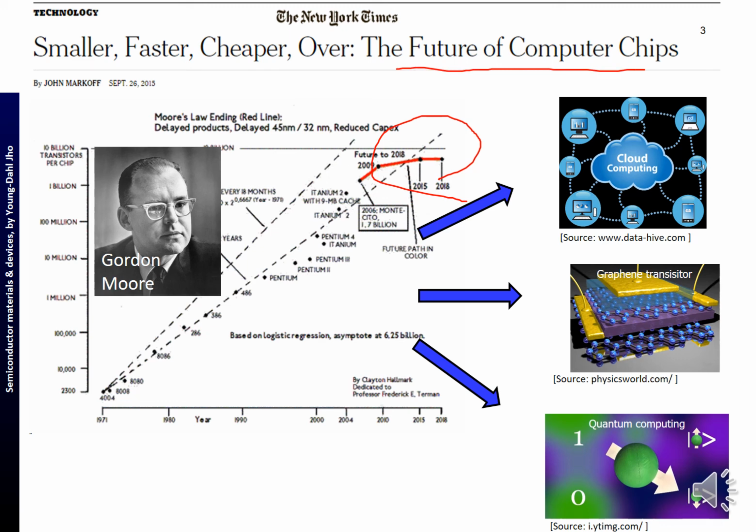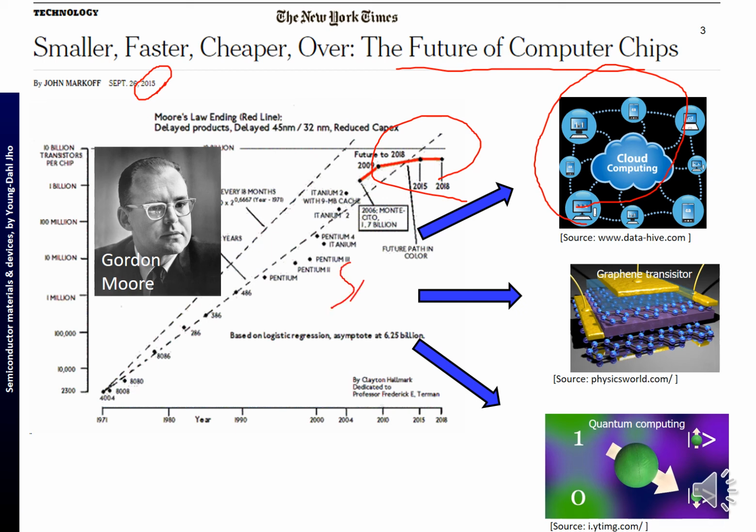So, the future of computer chips. Around 2015 and later on, people discussed these issues again and again. These days, because a single transistor in the chip is now limited, we connect them. So cloud computing, okay?